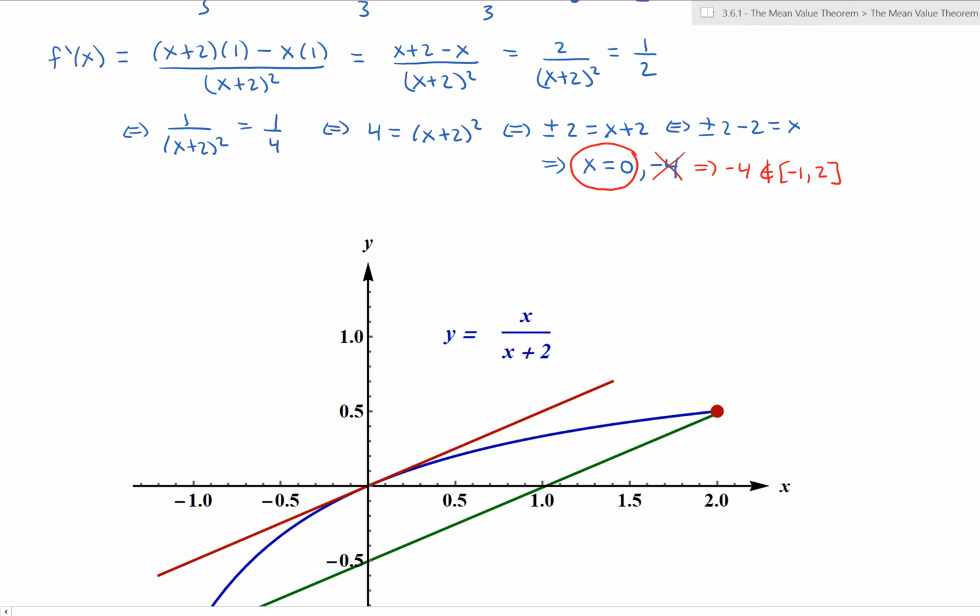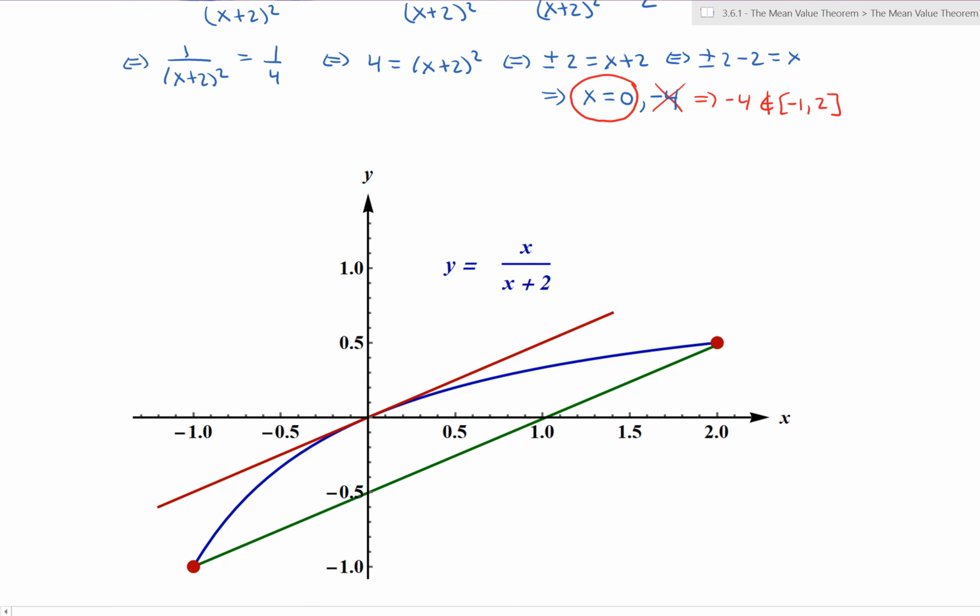Here's a picture of that situation. Here is the graph of x divided by x plus 2 over the interval from negative 1 to 2. And the green line there is showing us that we have this average rate of change, the slope of the secant line, right? That line right there has slope equal to 1/2. And as we can see at x is 0 right here, the slope of the tangent line at that location is the same thing, also has slope equal to 1/2. So that's showing us that f prime of 0 here is equal to a half.